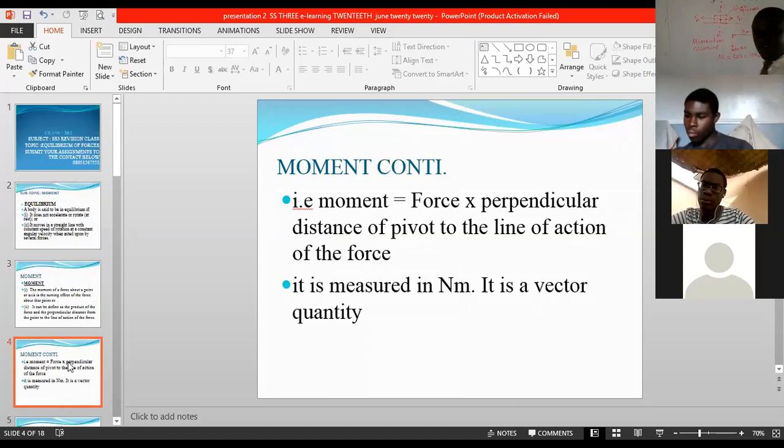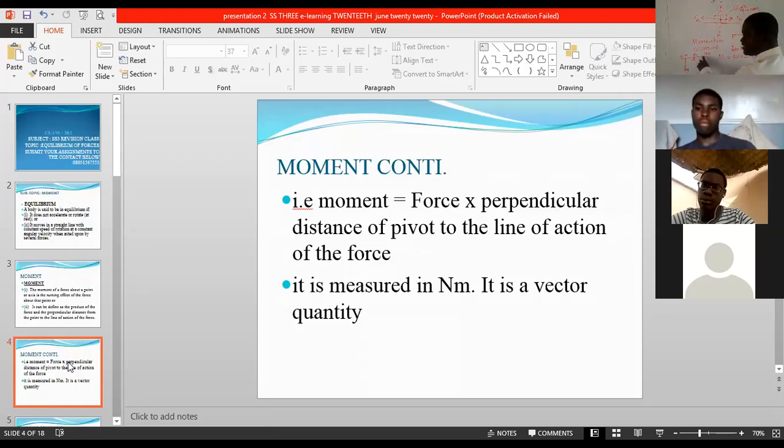Now, what we are talking about here is that if I have a rule, you did this experiment in SS1. I taught you this experiment in SS1. Now, if you have a meter rule with graduation from 0 to 100. So if a mass of 50 grams is attached at 10, look at it, this is 10. And another mass of 100 grams is attached at the other end. And this is the center of pivot.